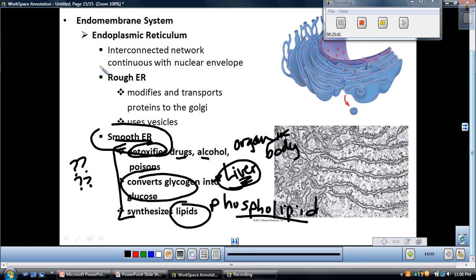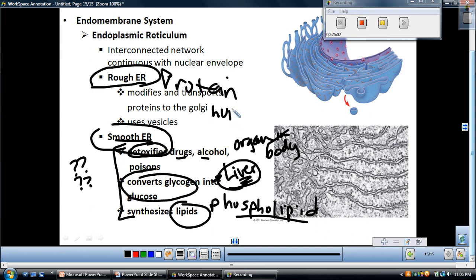Okay, go back up here. Can you name a place in the body or a type of cell that would have a lot of rough ER, which would be if you needed a lot of protein? A part of the body that would need a lot of protein? There's actually quite a few places. You might have answered muscle cells, which is right, but then also there are hormones that we make.